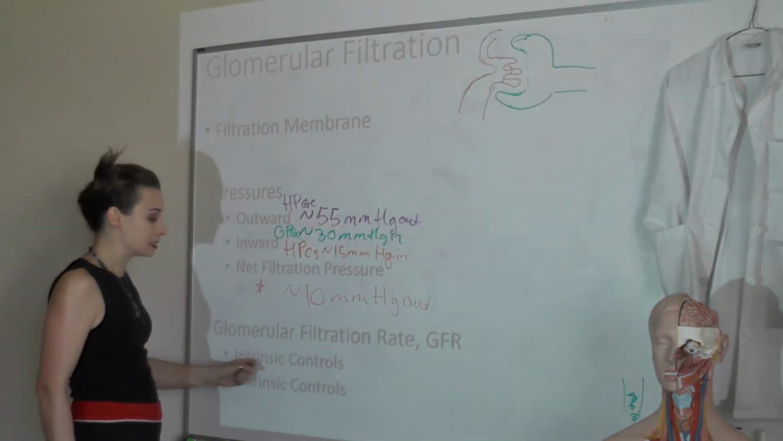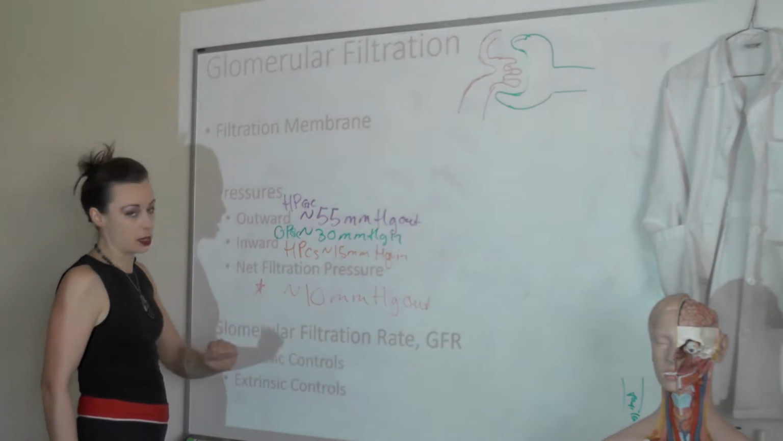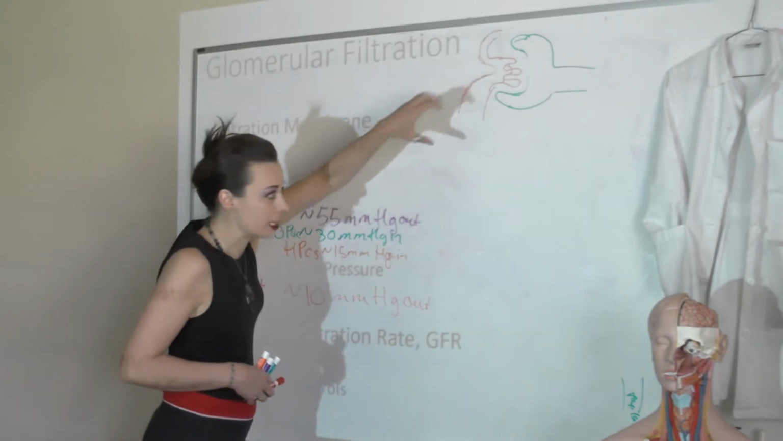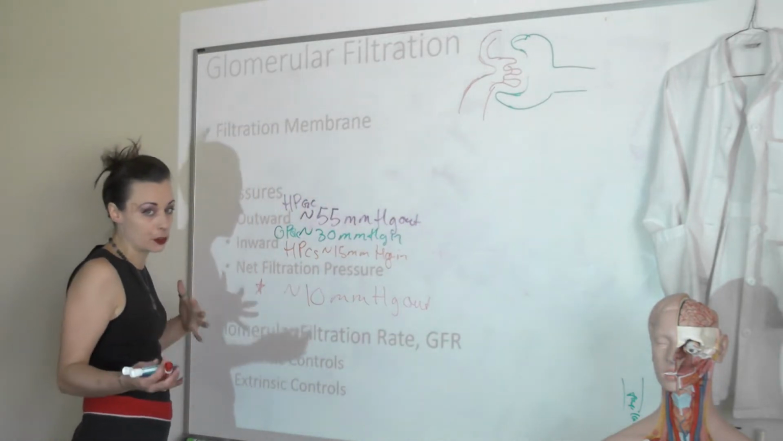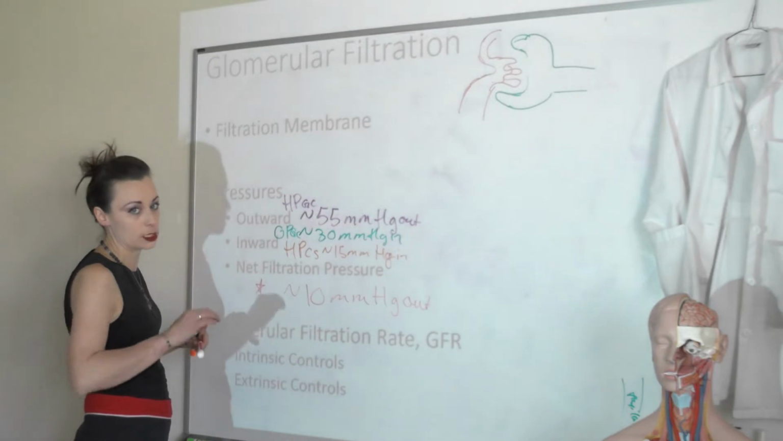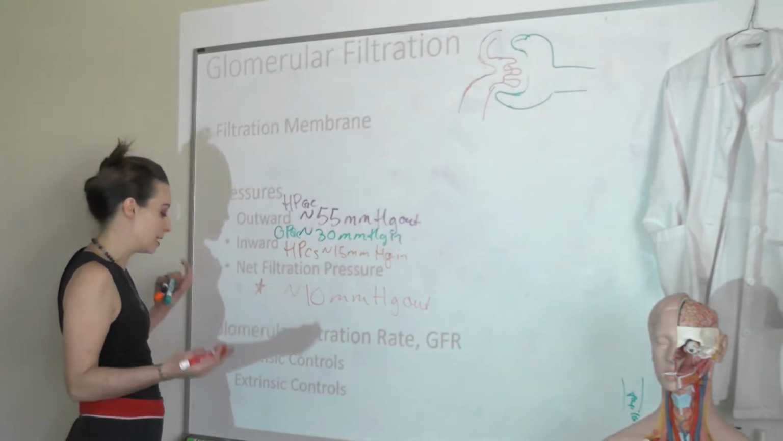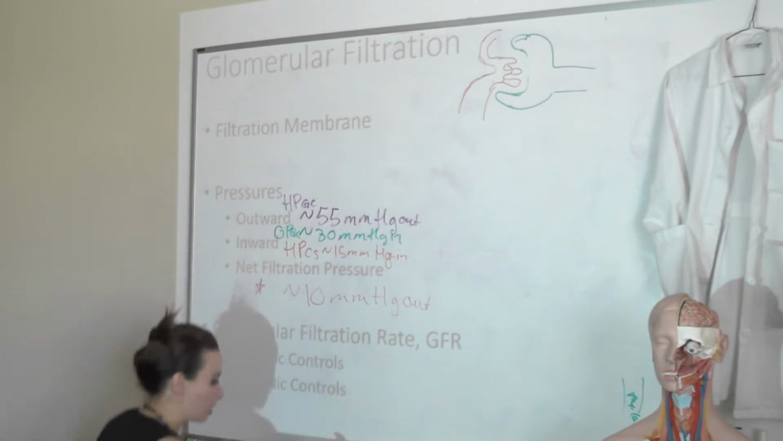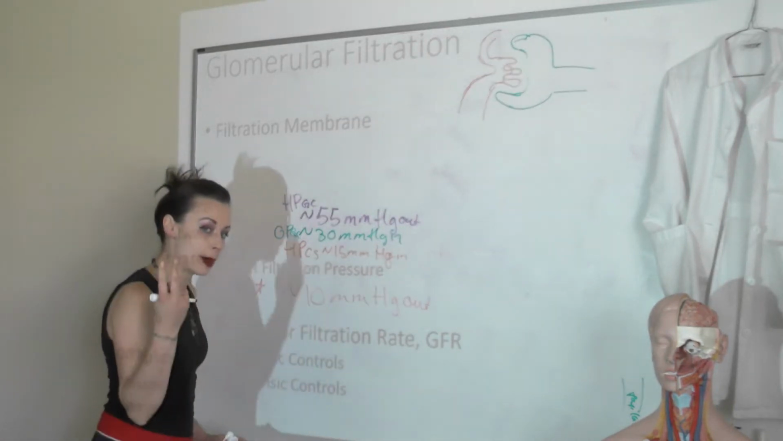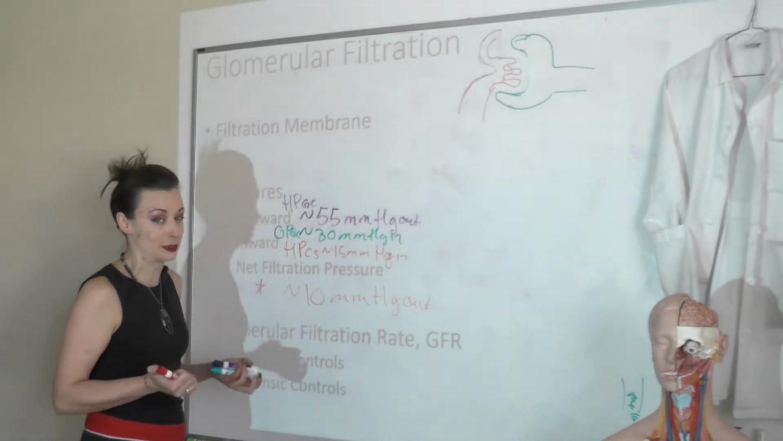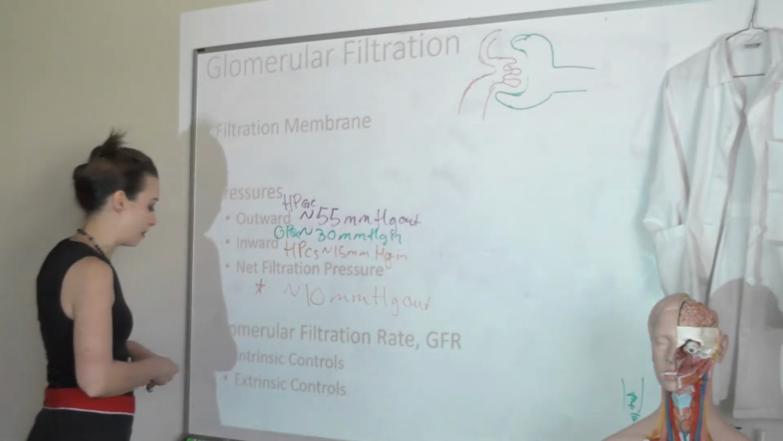So the intrinsic controls are the ways that the kidney has, right here at this juxtaglomerular apparatus that we talked about last time, that it can adjust glomerular filtration rate and keep urine production constant despite small changes in systemic blood pressure. There are two ways that it can do it. There's what's called the myogenic feedback mechanism and one that's called the tubuloglomerular feedback mechanism. So let's talk about both of those.